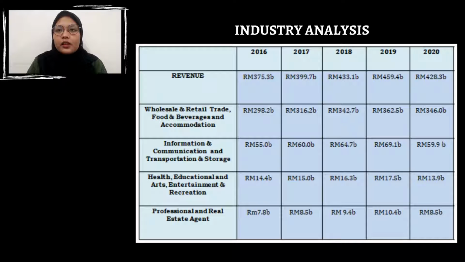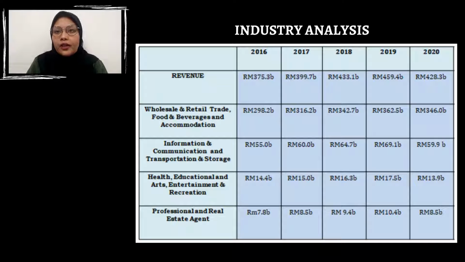For 2020, the total revenue of the service sector until the third quarter is 428.3 billion. The contribution to the revenue of the service sector from wholesale and retail trade, food and beverage and accommodation is 346 billion ringgit.